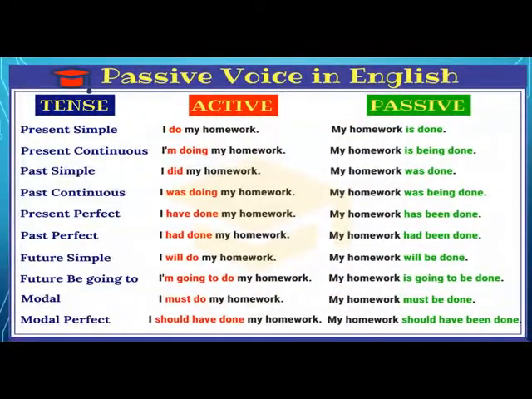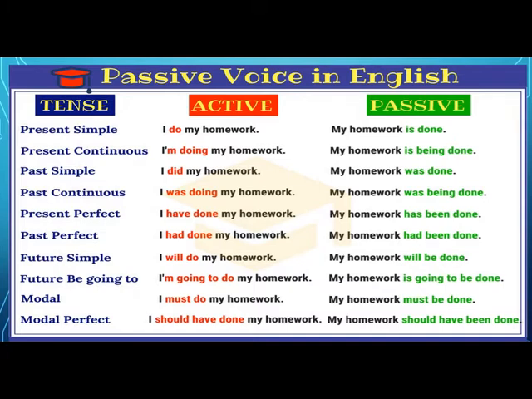Passive voice in English. The present tense, I do my homework. The passive, my homework is done. Present continuous tense, I'm doing my homework. Passive continuous tense, my homework is being done. Past simple tense, I did my homework. The passive, my homework was done.